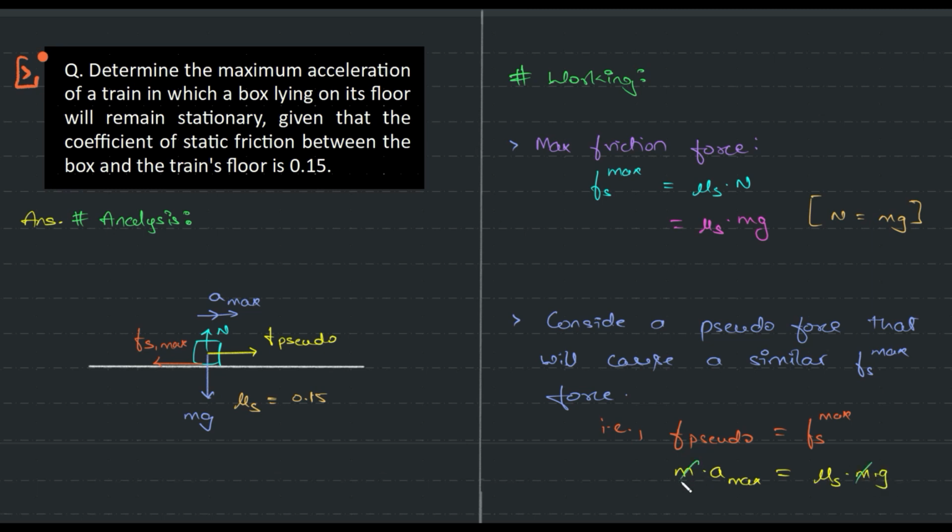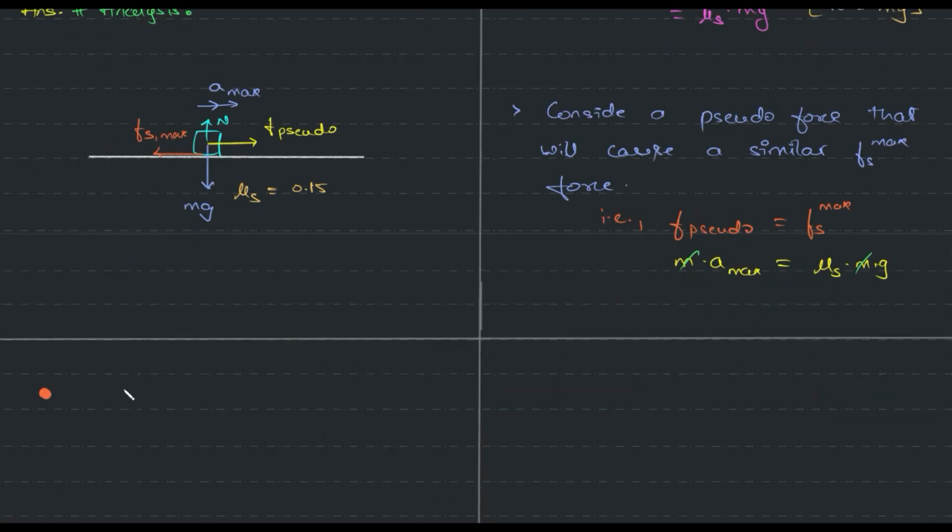So as you can see, the mass is of no use to us. So your maximum acceleration that the train can have, so that the object does not slide, is given by a max equals mu s into g.